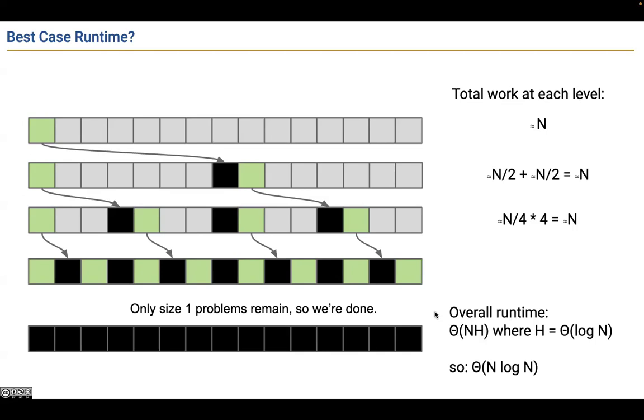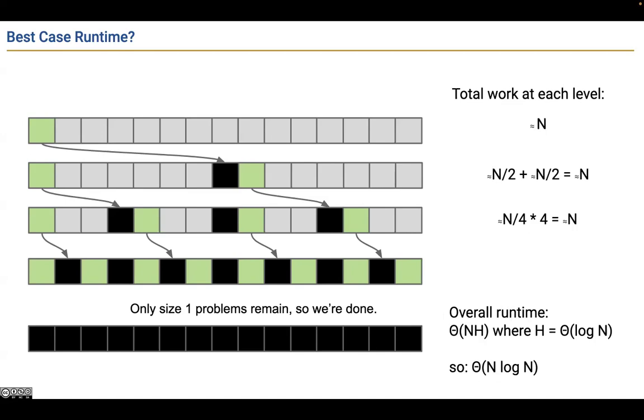So how many times do I have to divide n by 2 before I reach 1? That happens to be log n. That's what log n means. It's the number of times you cut n in half before it reaches 1. So there are log n levels before I can divide this problem all the way down to size 1 problems. And each level takes n work. So my total runtime is theta of n log n in the best case.